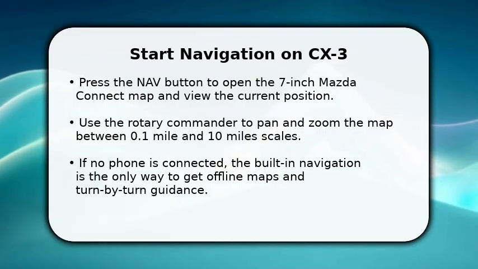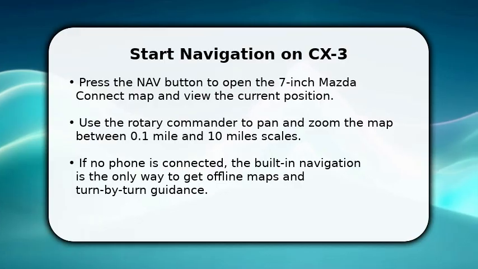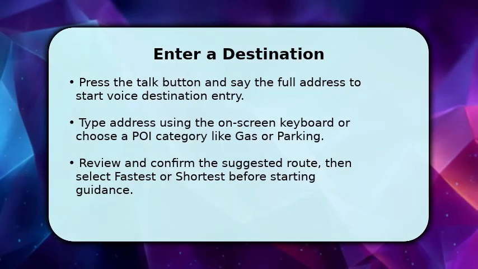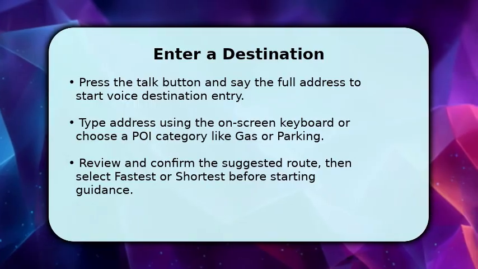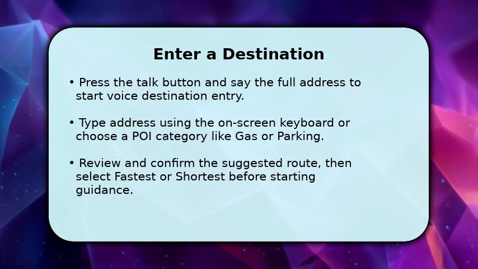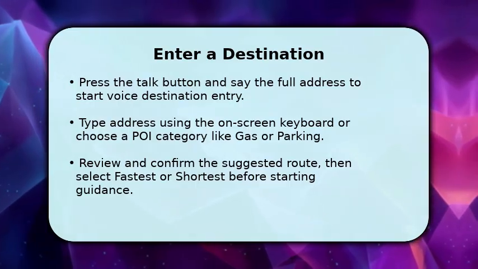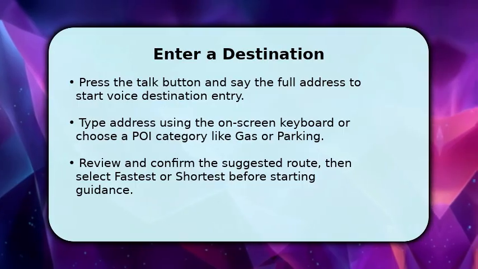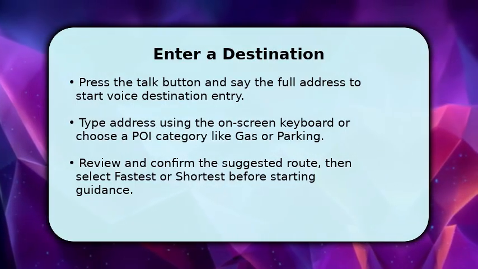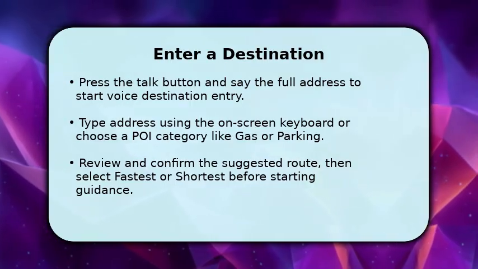If you prefer voice input, press the steering wheel talk button and say your destination. Otherwise, use the on-screen keyboard to type the full address. To enter a destination, either press the talk button and speak a full address such as 123 Main Street, or use the on-screen keyboard to type house number, street, city, and state. You can also choose a category like gas, parking, or restaurant if you prefer a point of interest search.